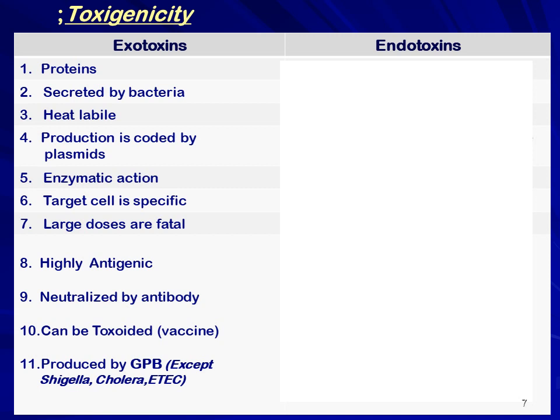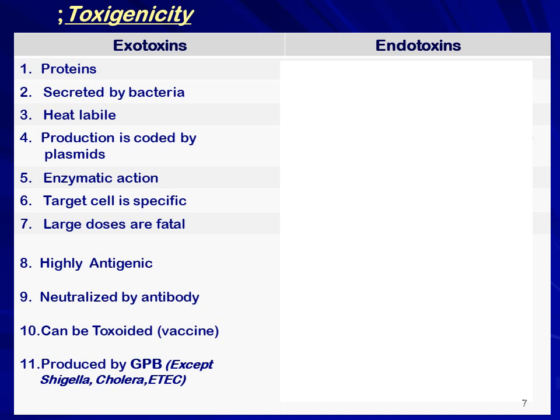Exotoxins are proteins in nature and are secreted by the bacteria, which are heat labile, and their production is usually coded by the plasmids, which are extrachromosomal genetic elements present in the cell. And these have enzymatic action, and exotoxins act specifically on certain cells, and large doses are fatal. Small doses are not fatal, but large doses are fatal. And these exotoxins are highly antigenic in nature, and the resulting antibodies most of the time will give protection to the individual. And these exotoxins can be neutralized by antibody, and they could be toxoided.